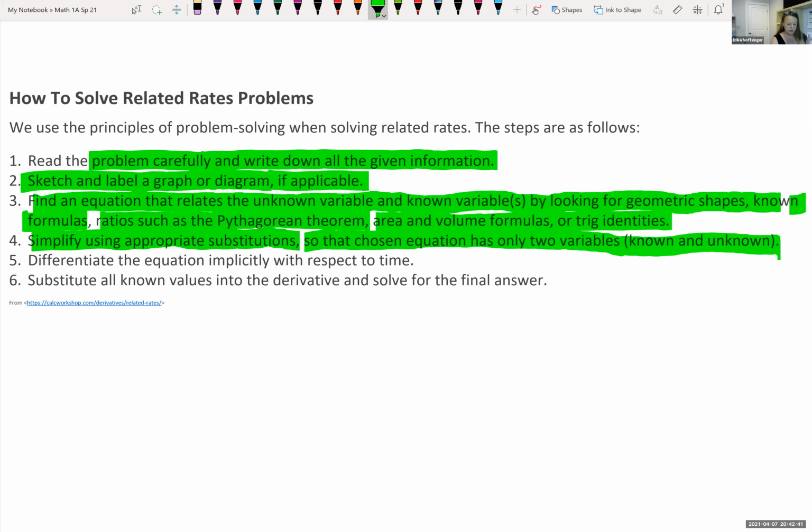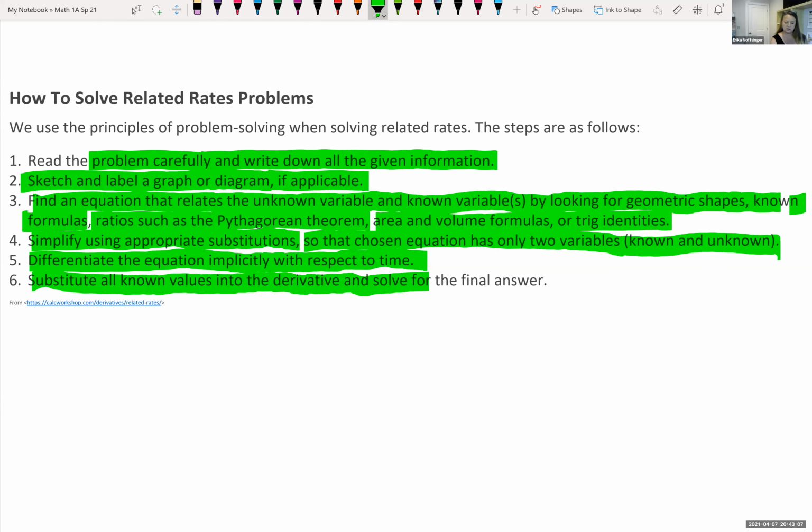Once we've figured out that equation and related it, we're going to differentiate the equation on both sides implicitly with respect to time. That was where each time we took the derivative of a variable, we had to tack on that d, whatever that variable was, over dt. Then once we've differentiated, you're going to go back in and substitute all the values into the derivative and solve for that final answer. Okay, so those are the steps that we're going to go through in order to solve these application problems.